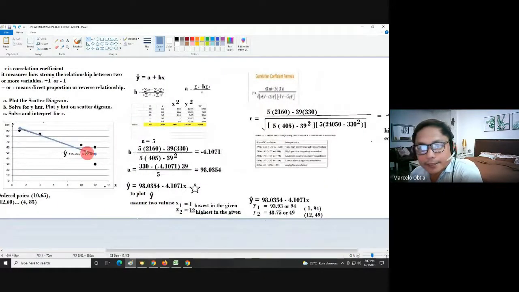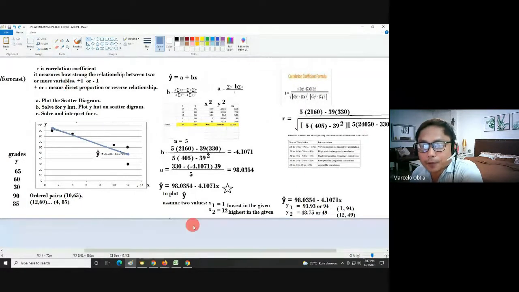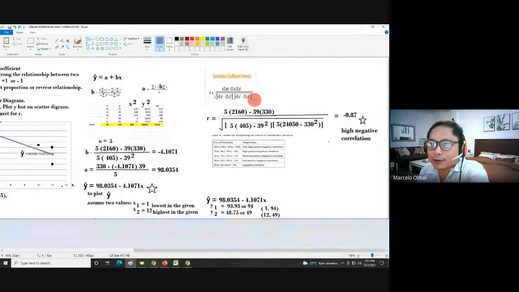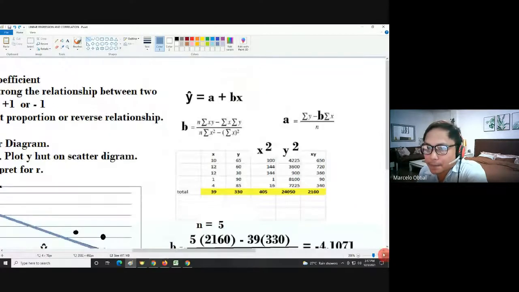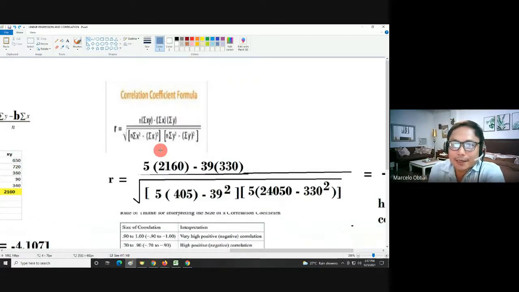Okay, so we're done with this required number, letter D, no? For letter C, all you need to do is to use this formula. Okay, look at the formula, class. I will magnify. Okay, sa R tayo. R, no? So, ang R natin, okay, ito yung formula.